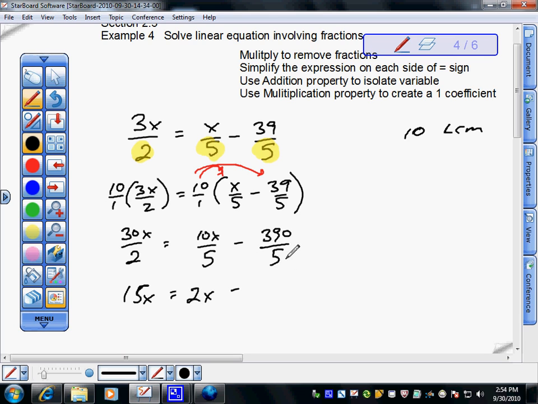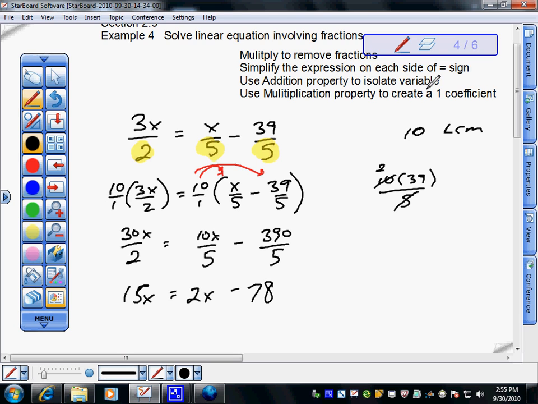And the 390 might have been a little bit of work, but what I can recognize here is that I distributed a 10, so I could go back over here and say, well, 10 times 39 divided by 5, well, the 5 is going to reduce with a 10, leaving me with a 2, so all I really did was double the 39, making this into a 78. This fraction will reduce to 78 no matter how you slice it. Simplify expression on each side of the equal sign. Is this simplified? Yes. Is this simplified? Yes. I'm ready to move on.